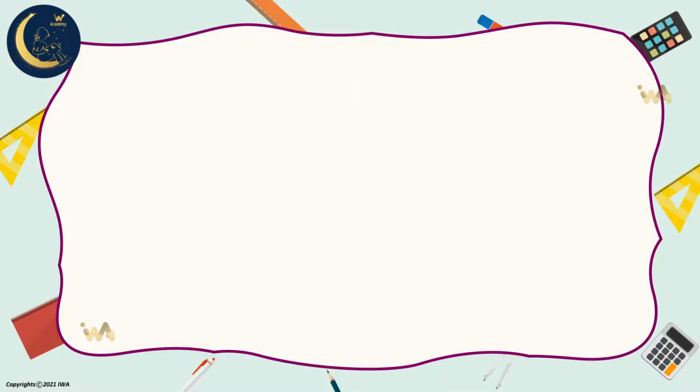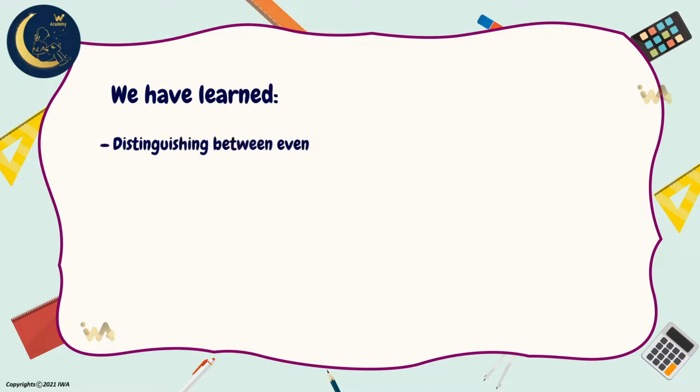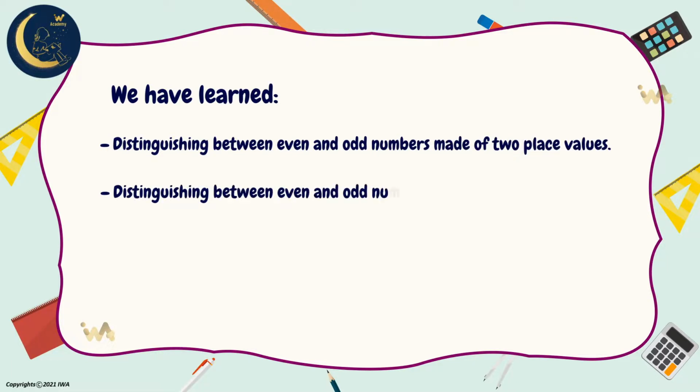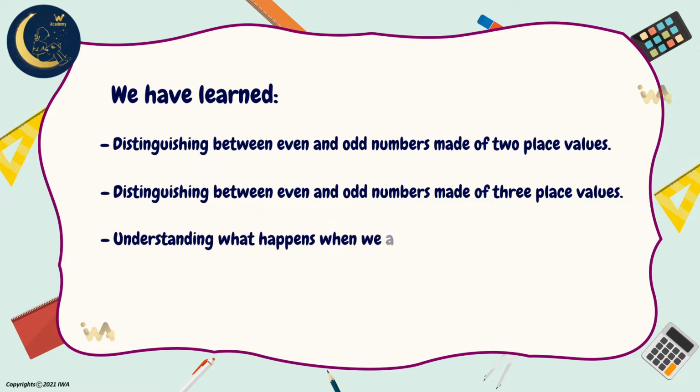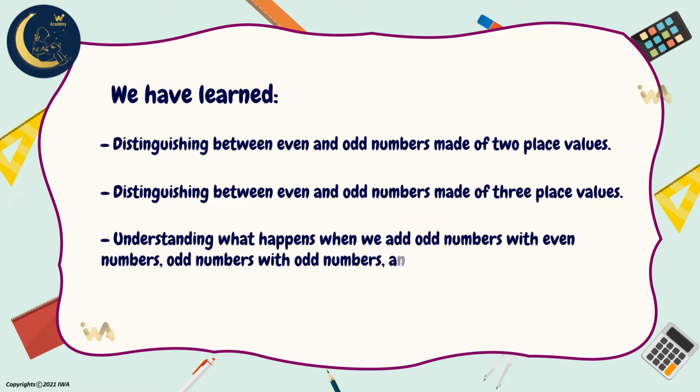By this, dear students, we have learned together distinguishing between even and odd numbers made of 2 place values, distinguishing between even and odd numbers made of 3 place values, and understanding what happens when we add odd numbers with even numbers, odd numbers with odd numbers, and even numbers with even numbers.